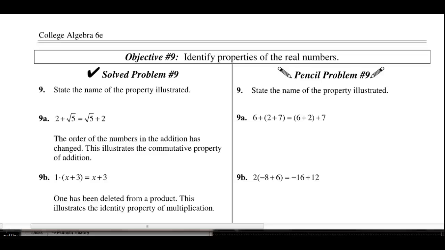And then, 9b just says, okay, anything you multiply by 1 gives you the same number back. I think we all know that. It's really not too important to know the names of these properties, but you want to know how they work.